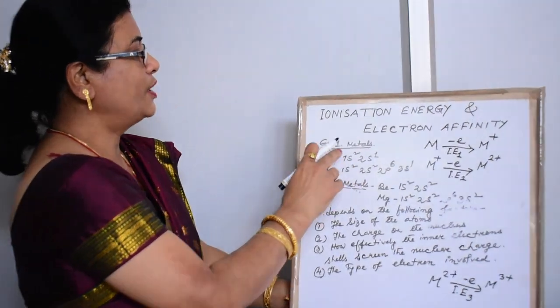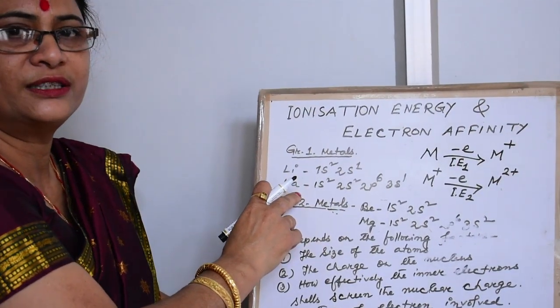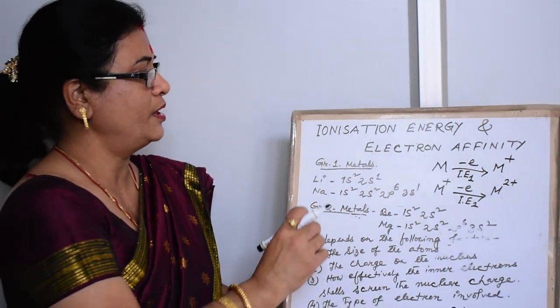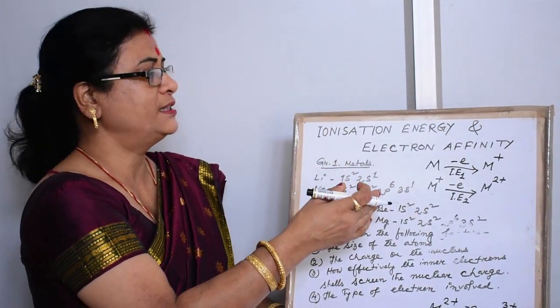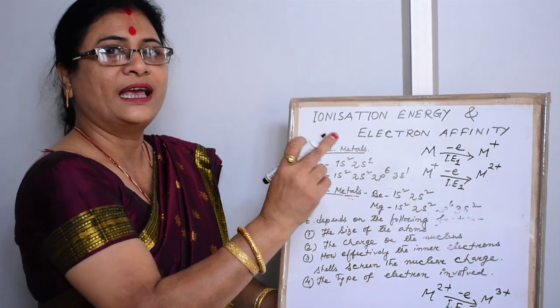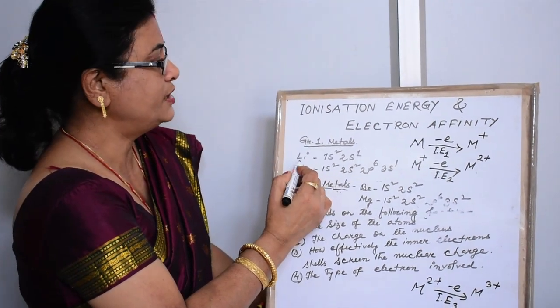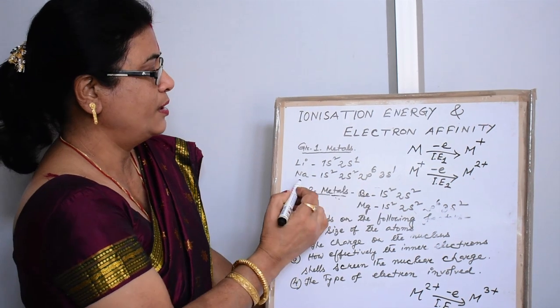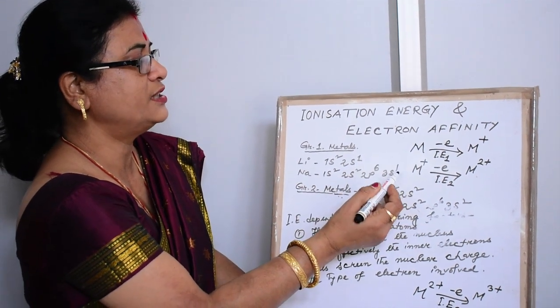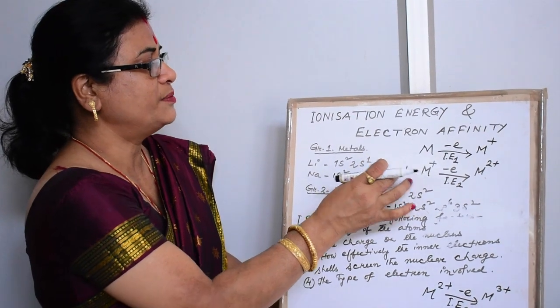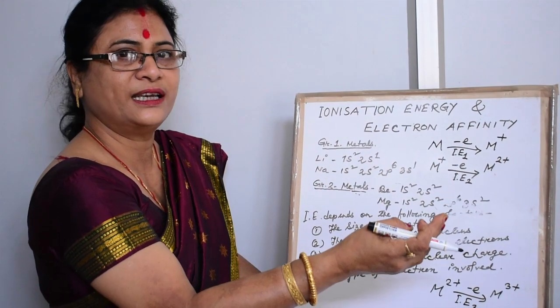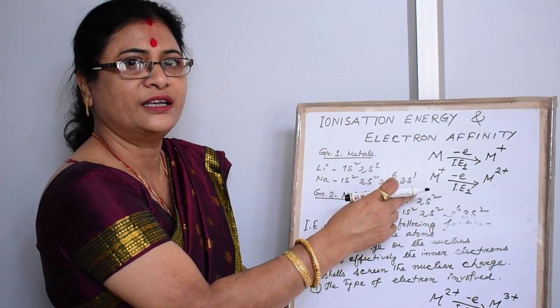Suppose group 1 metals are lithium, sodium, potassium, rubidium, cesium, francium. All these elements have their valence shell 1 s electron. Suppose for lithium 1s2 2s1. For sodium the valence electron is 3s1. So to remove this first electron, that means s electron from the valence shell, this is called the first ionization energy.